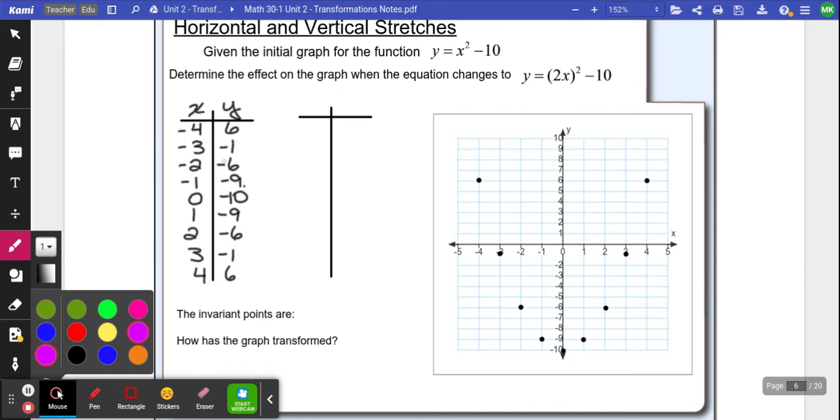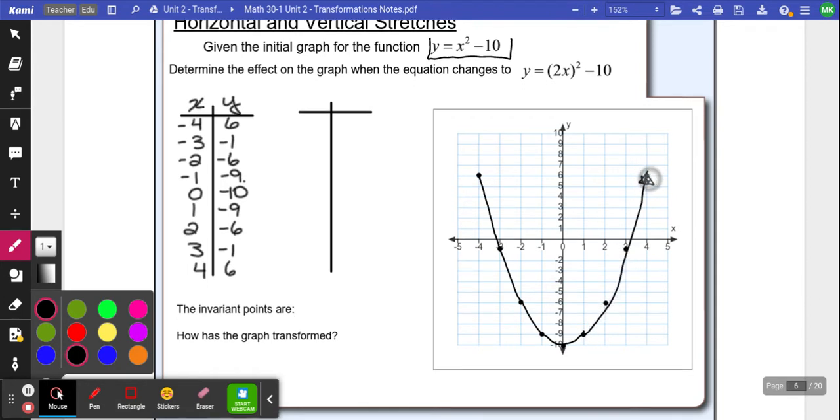Let's look at this one. So you have a graph there. This one is x squared minus 10. The dots are not connected for you there. No, they're not. Okay, so we'll connect them. Looks like this. Oh, I missed a little bit there. That's okay. That's our original graph, x squared minus 10.